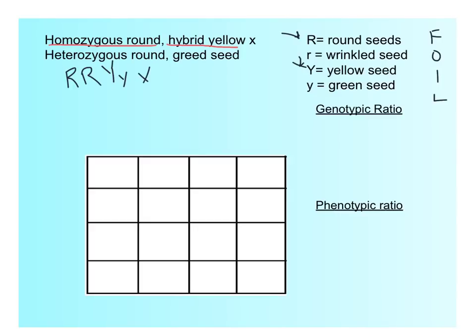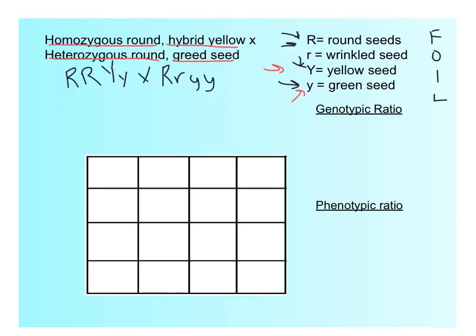Now we're going to cross that with, let's see what we got. Heterozygous round. Heterozygous tells me it's going to be different. And since we're using R's, the only way we can make them different is a big R, little R. The second trait is it's going to have green seeds. Whoa, it doesn't say homozygous, hybrid, or heterozygous. But that doesn't matter because the only way it can have green seeds is to have the recessive trait, it's got to have two little Ys. Because if it has one big Y it will equal yellow seeds. To get green seeds, you got to have two little Ys. So there are the genotypes of the parents.